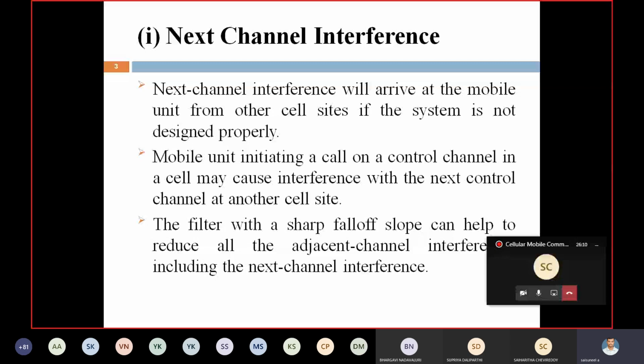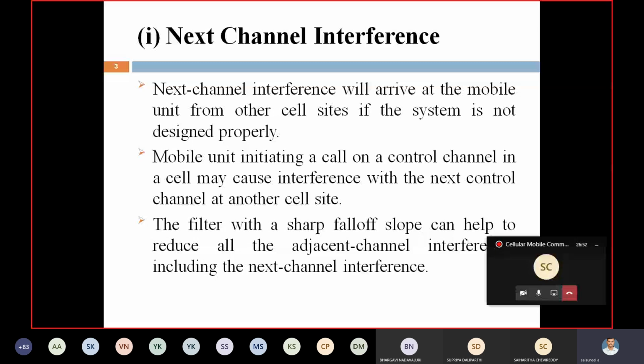We already discussed the AMPS concept in the first unit. The number of channels is 666. Suppose from 1 to 666, channel 1 is allocated to cell 1, and the same channel 1 is allocated to cell 2. It is improper design, improper allocation. At that time, the same channel can be utilized by 2 cells, and we get next channel interference.